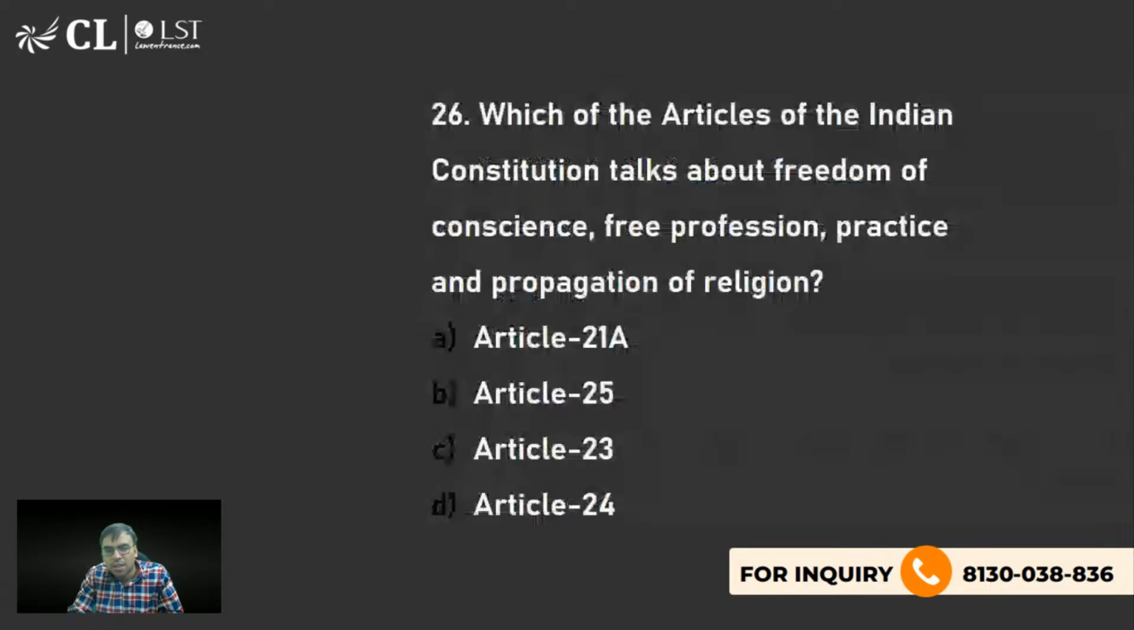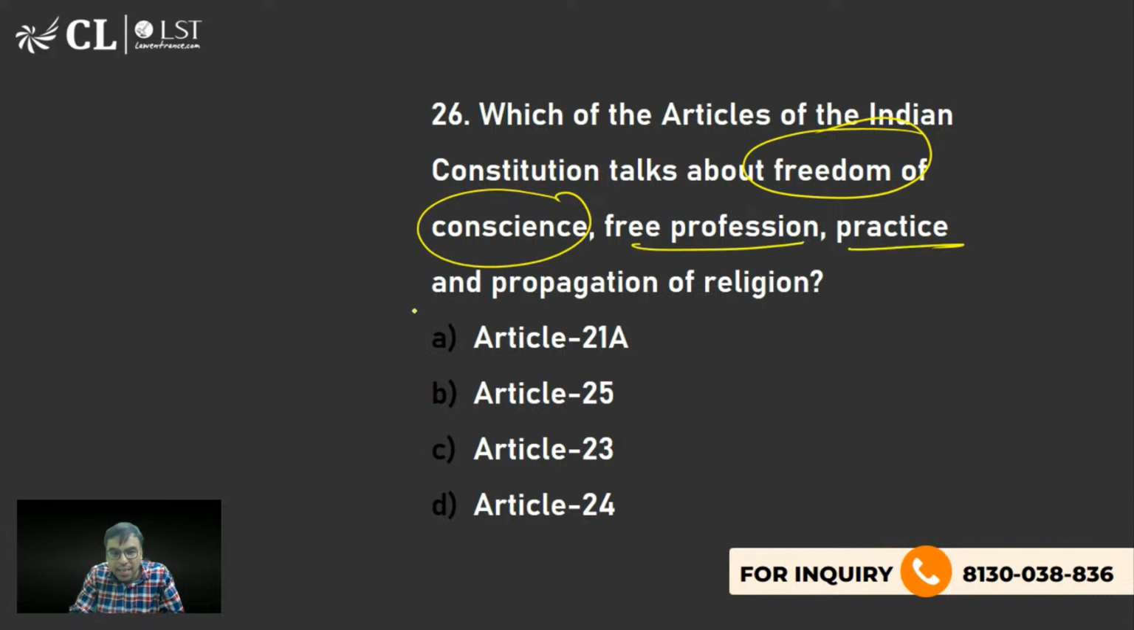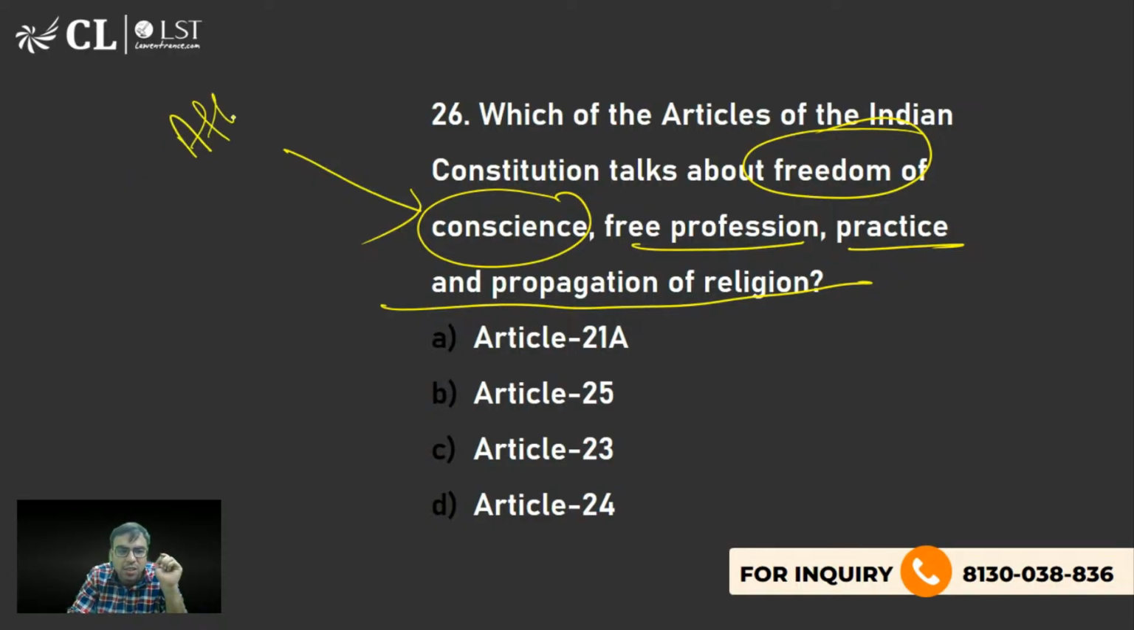ठीक है. The next is which article of the Indian Constitution talks about freedom of conscience, free profession, practice, and propagation of religion? So the freedom of conscience, what is mentioned है, because you may not follow any religion. ऐसा भी हो सकता है. You can be atheist also. That is also your freedom of choice, or that's your choice. Free profession, यानी आप जो religion चाहो choose कर सकते हो, etc. If you do not want, you can remain an atheist also. That is also your choice. It is mentioned in 25.